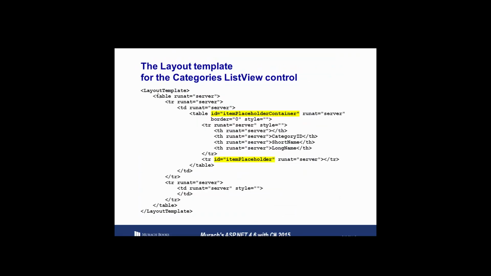This slide in particular goes over the layout template, which I already pointed out to you in code, how you've got nested tables. This is where you change your table headings, and then the placeholder swaps out at runtime with whichever item template it needs.